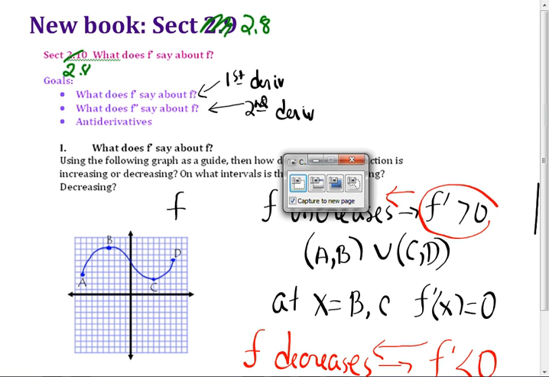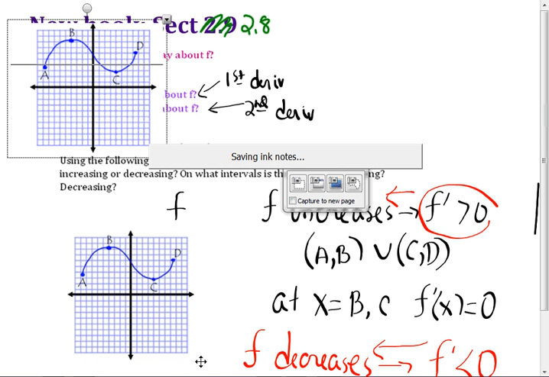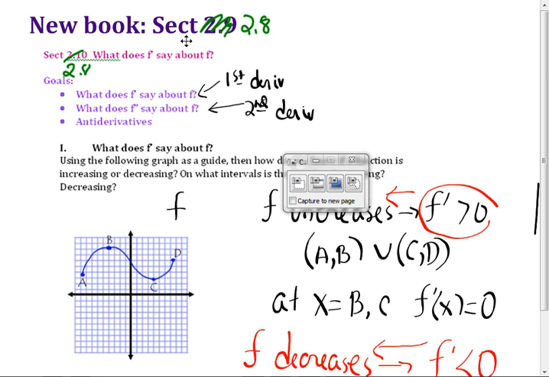Where's my camera? I don't know why that does that. I'm going to have to fix that. And where is it?